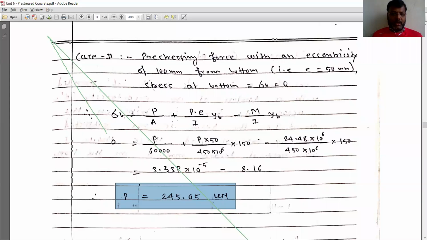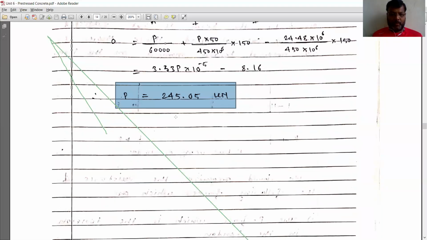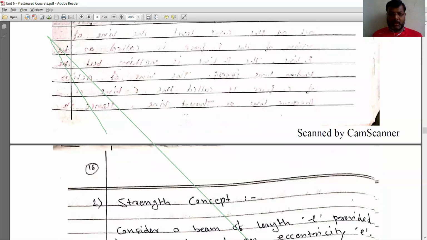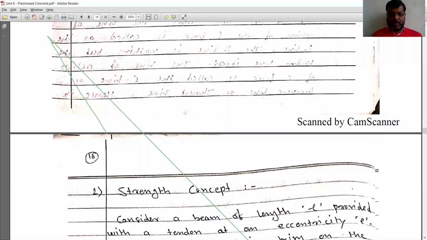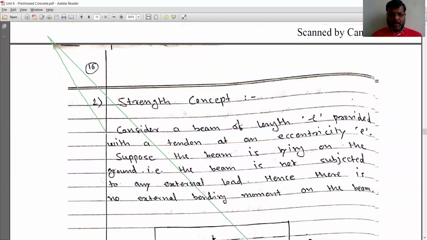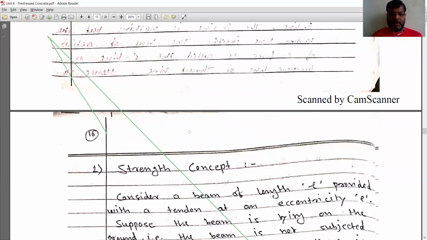Okay. Here we'll stop today because some other sessions are also there. In the next session, we'll discuss the strength concept and the load balancing concept, and some numericals based on these two concepts we'll discuss in the next lecture.